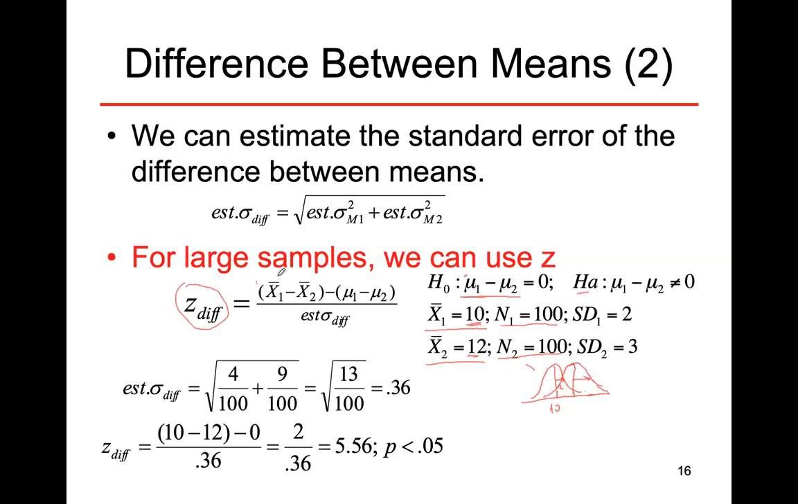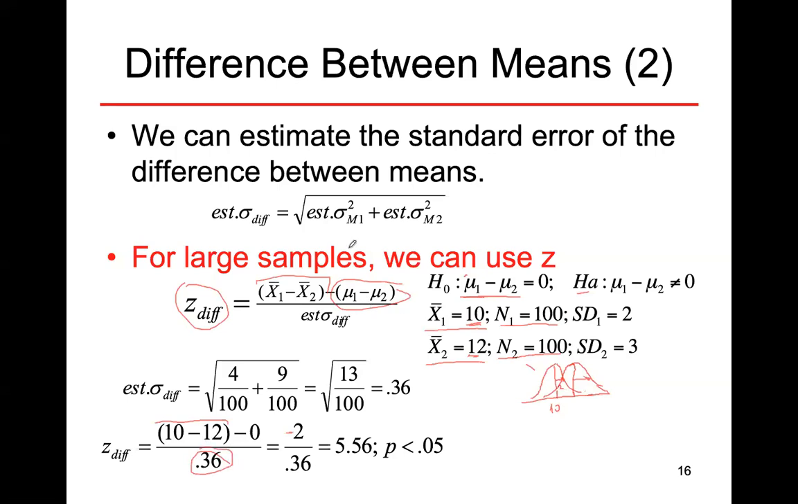What is this value, arkadaşlar? What is this value? X bar 1 minus X bar 2 is equal to minus 2, right? This part is minus 2. Minus 0. Minus 0 is coming from my hypothesis testing. What is this part?